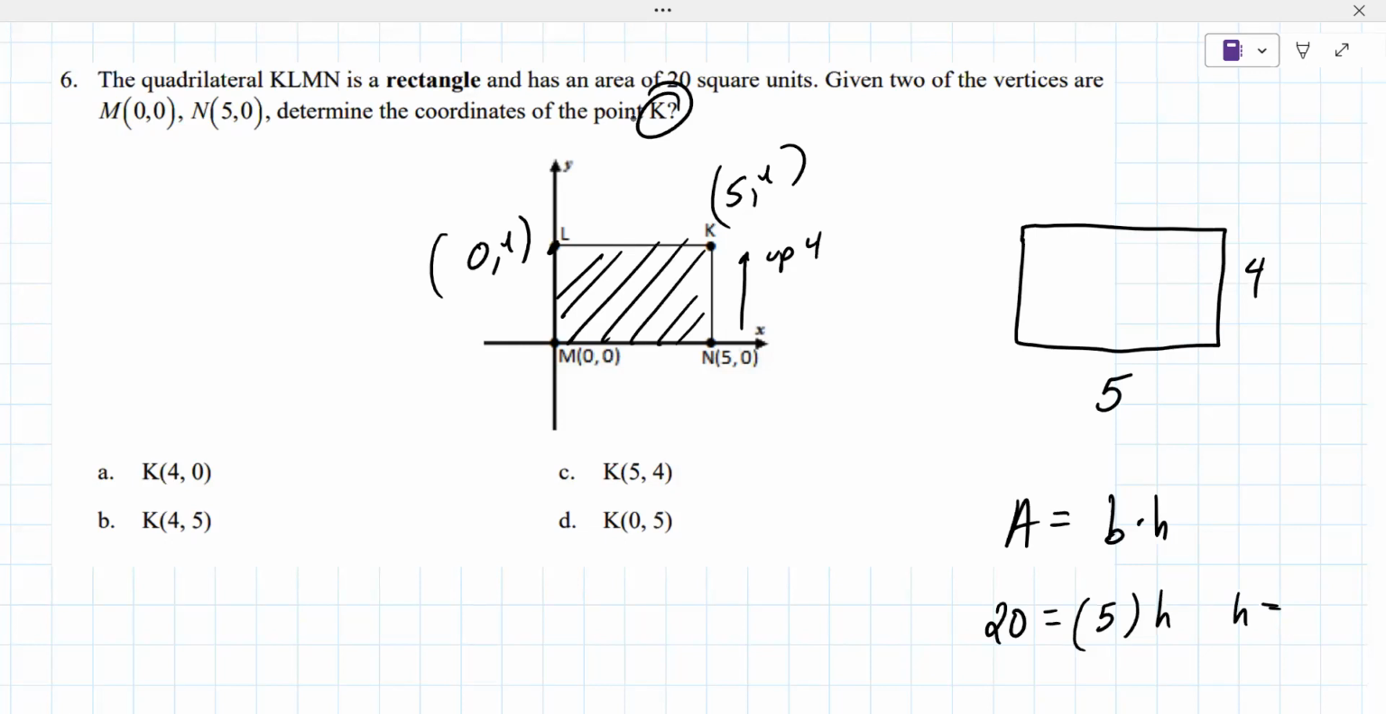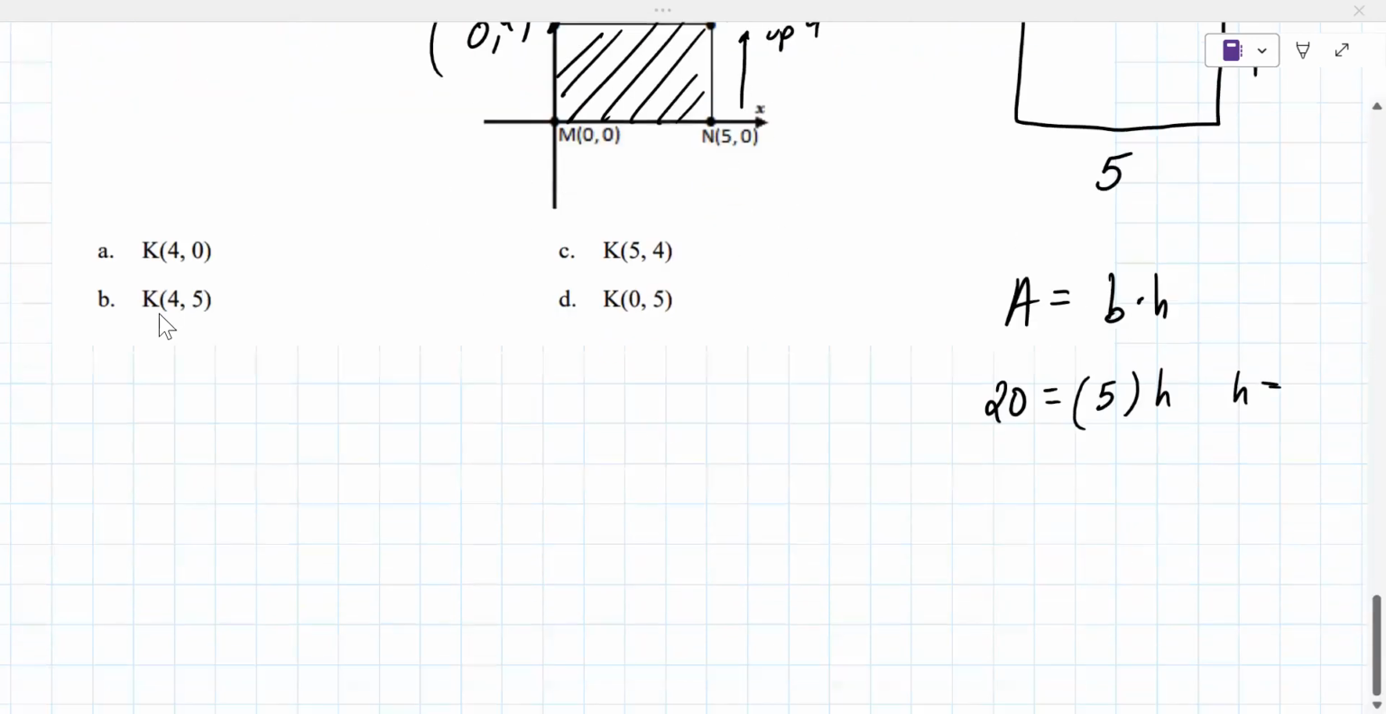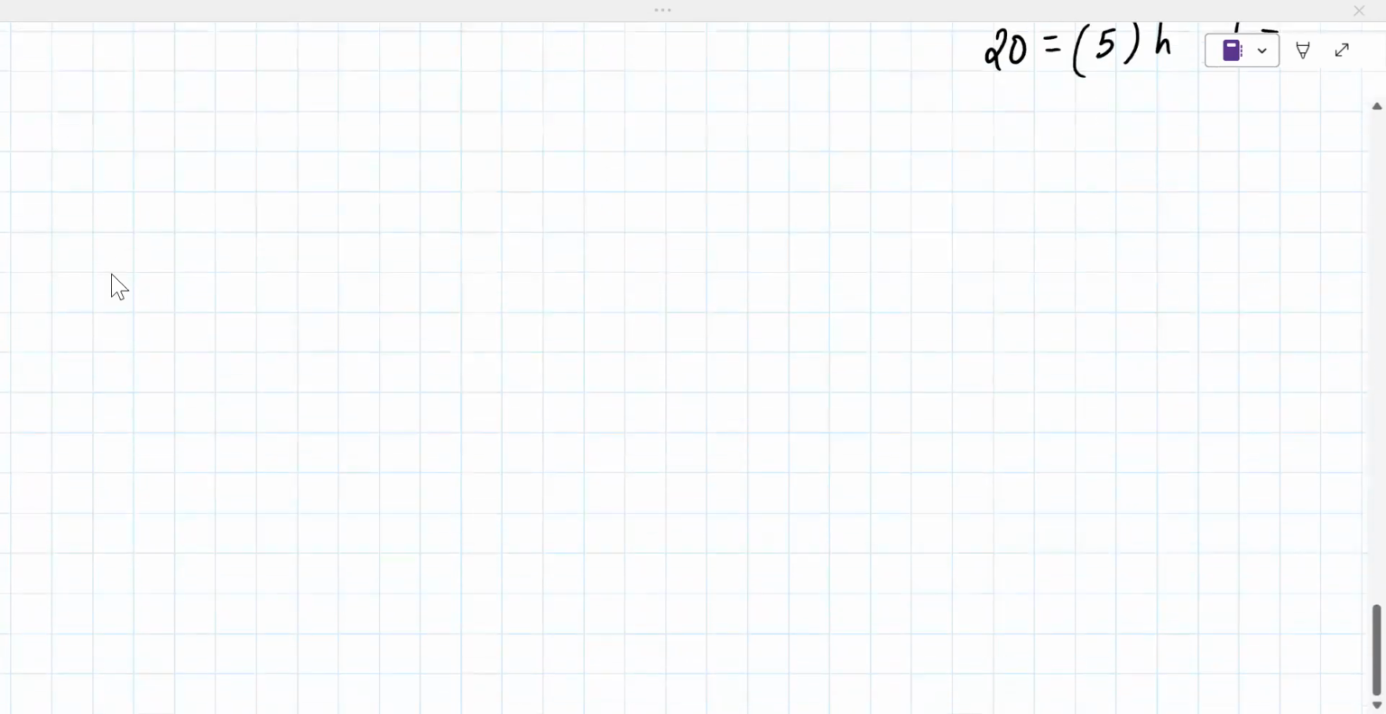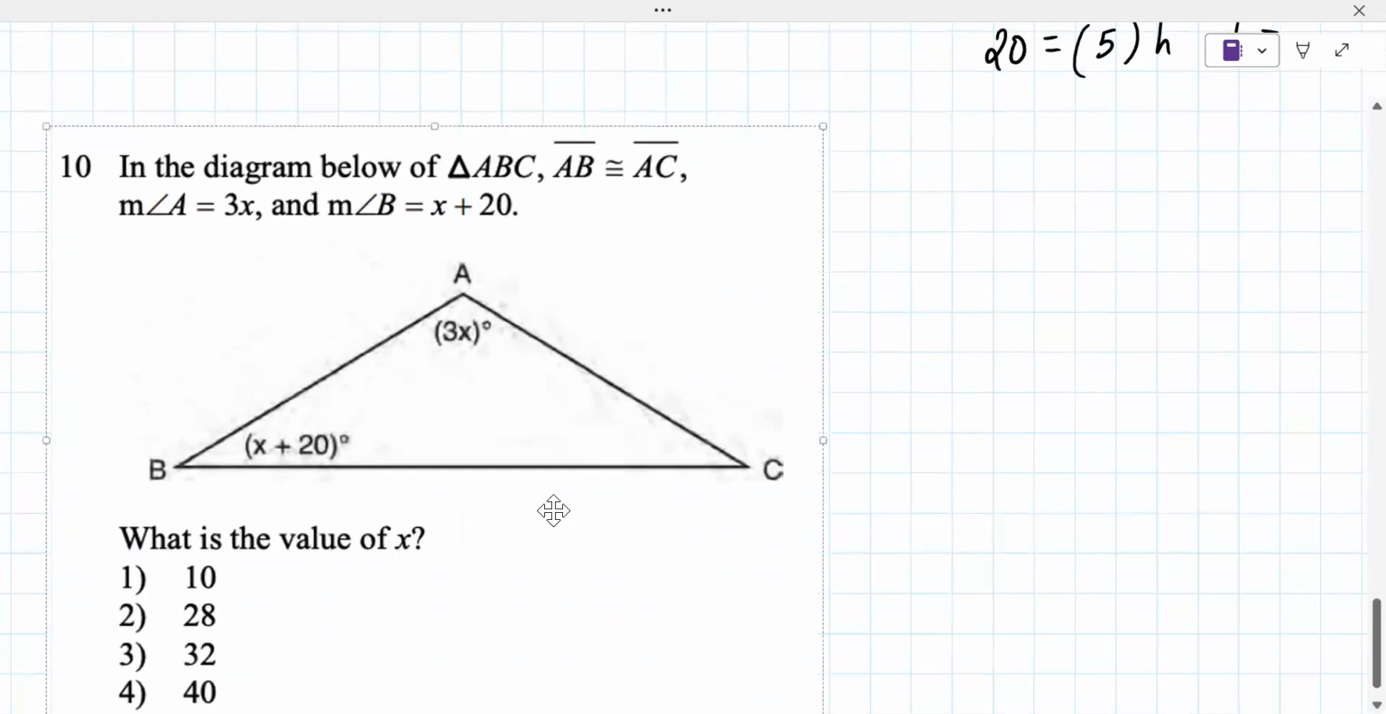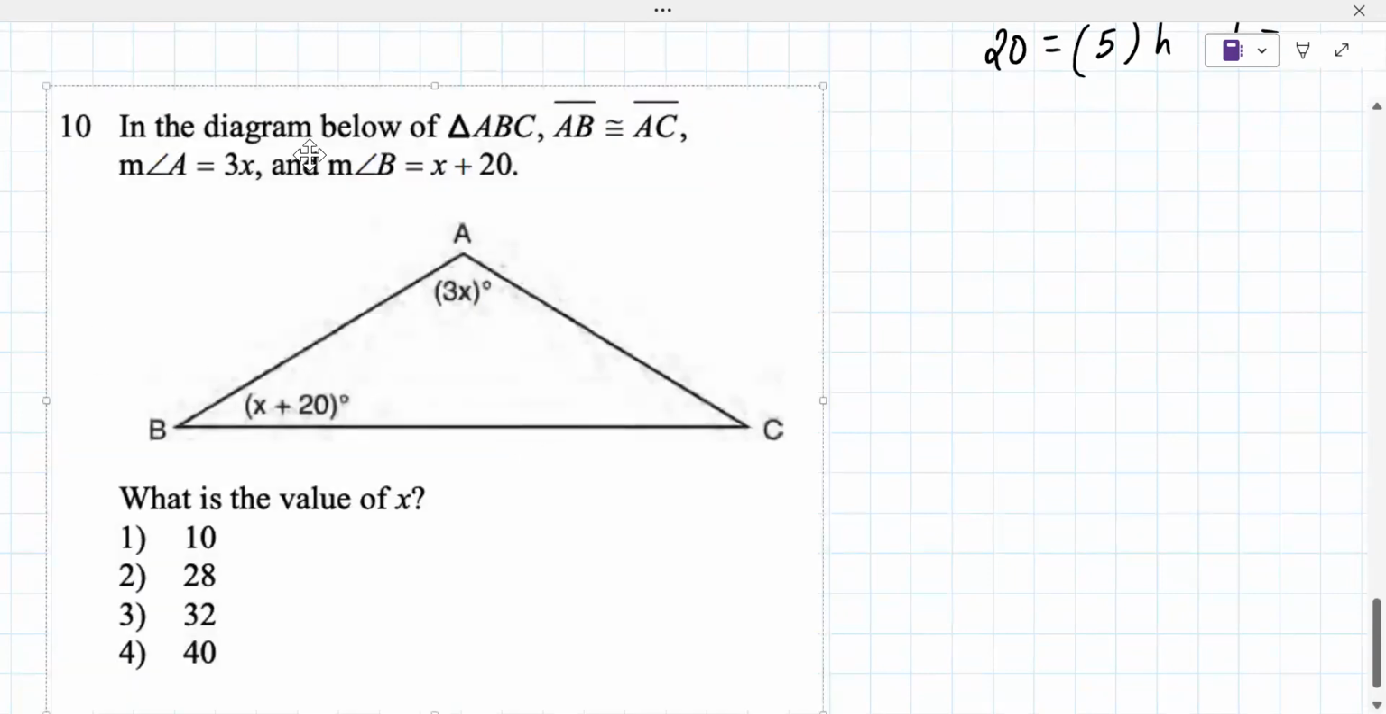So I have more of a question for this one. Wouldn't you equal the 3x and the x plus 20 to 180? Let me get it up here before I make any comments. There's the diagram below, measure of angle A is 3x, measure of angle B is x plus 20. What is the value of x?